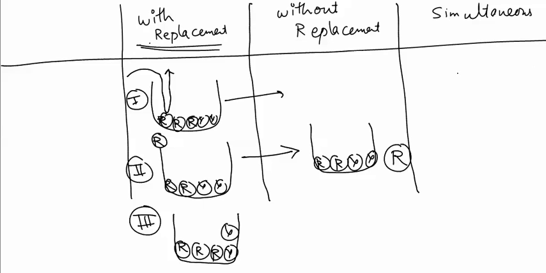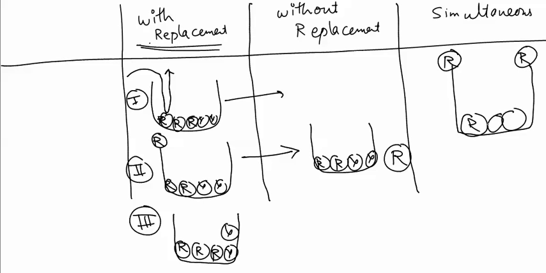Now if you talk about simultaneous, simultaneously means you are picking up both the balls together. That means this is red and this is also red. So the total number of balls remaining now will be 3: this is R, this is Y, and this is Y, right? So with replacement is where we have replaced the ball back and then we are picking up the second ball. Without replacement, we have not replaced the ball and we are picking up the second ball. And simultaneously, we are taking up the balls together, right?